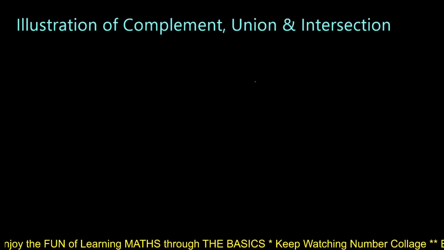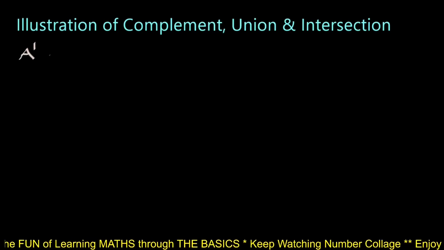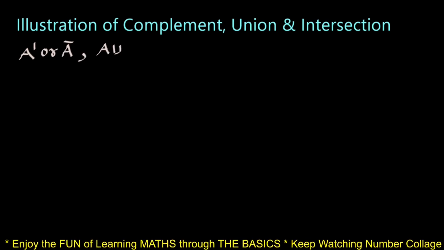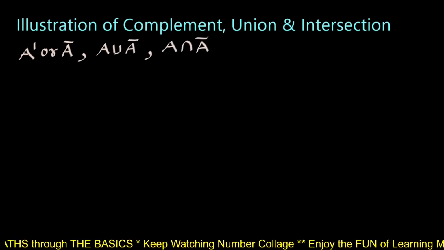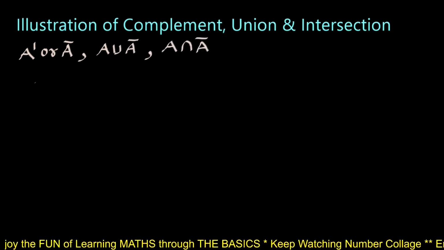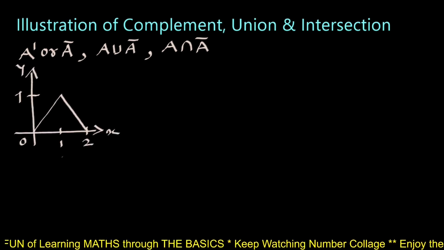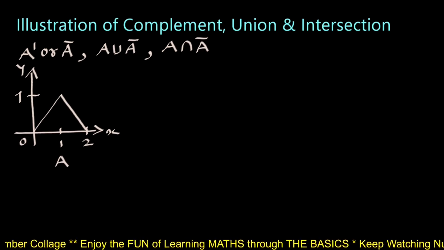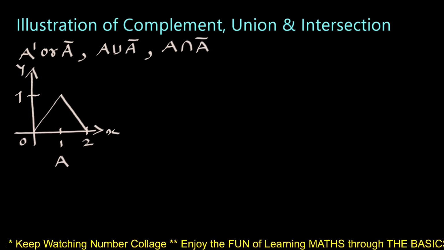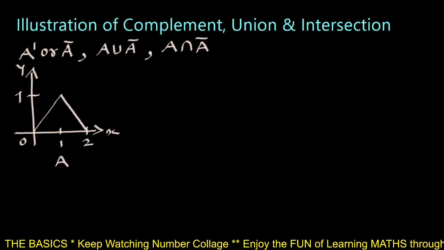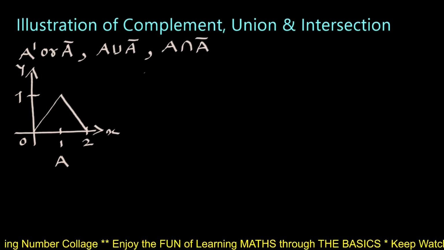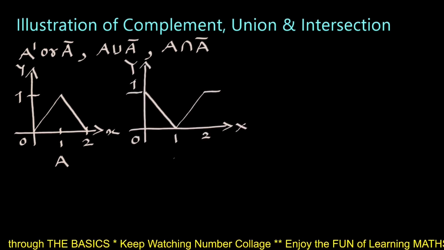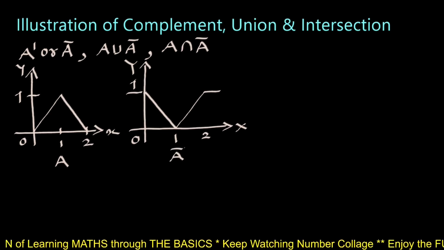We will see how to illustrate the complement of A, which is A dash or A bar, the union of A and A bar, and the intersection of A and A bar. First, we will graphically illustrate fuzzy set A. This is the illustration of fuzzy set A. We have discussed at length in my previous videos on fuzzy sets how to illustrate a given fuzzy set graphically. Its complement A bar can be represented like this. So this is the complement, A bar.